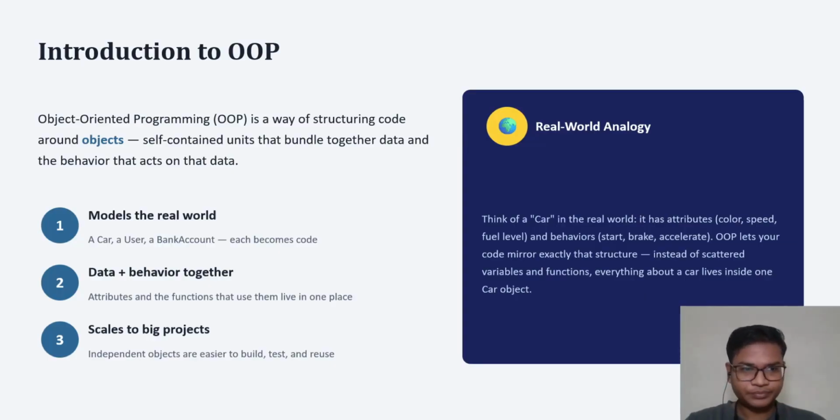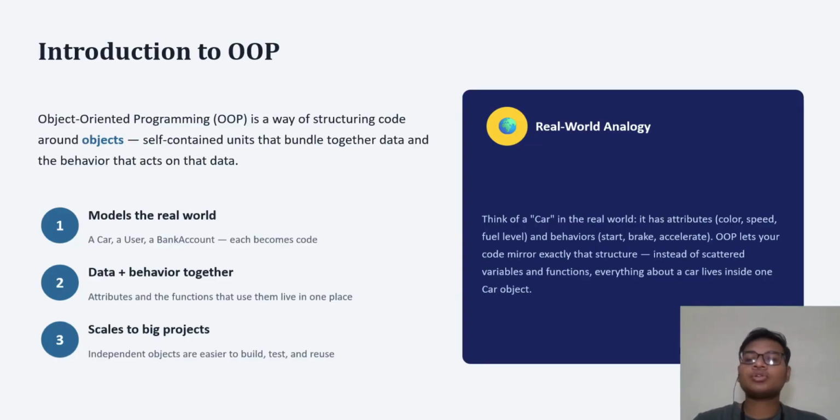I hope you understand. So when we talk about models of the real world, let's assume a model like a car, a user, a bank account, that each become code. Second one is data plus behavior together. That's the mixing, where attributes and the functions that use them live in one place. Third one is that it scales to big projects. This is the most important reason why we use it. Independent objects are easier to build, test, and reuse. So object oriented programming models the real world, keeps data plus behavior together, and scales to big projects.